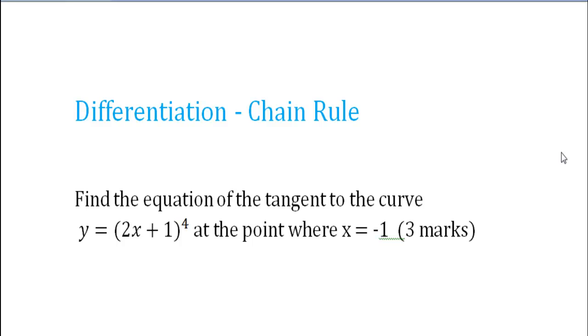In today's lesson we're going to be using the chain rule to find the tangent to the curve y equals (2x plus 1) to the power of 4 at the point where x equals minus 1.